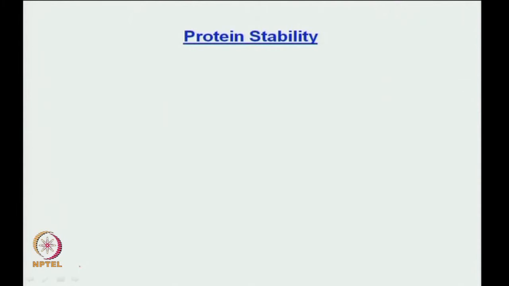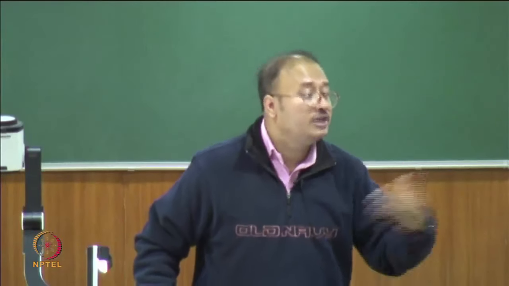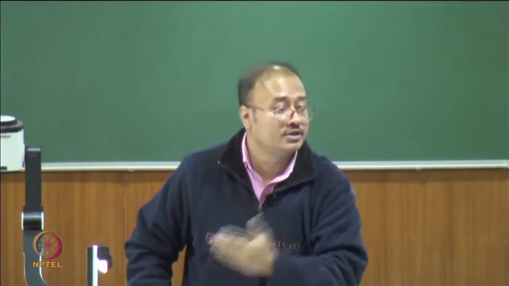Now, what do I mean when I say protein unfolding? Let us talk about protein stability a little bit. Why do we want to measure protein stability? We want to measure protein stability because it provides an understanding of the various forces and energetics involved in determining the native structure of the protein. You take one protein, say a myoglobin, you take another protein, say human serum albumin, and you see that one protein is more stable than the other. The natural thought which comes to your mind is, why is it more stable? Where does the stability come from? One of the ways you can address it is to try to denature it and see how hard this one is to denature compared to the others.